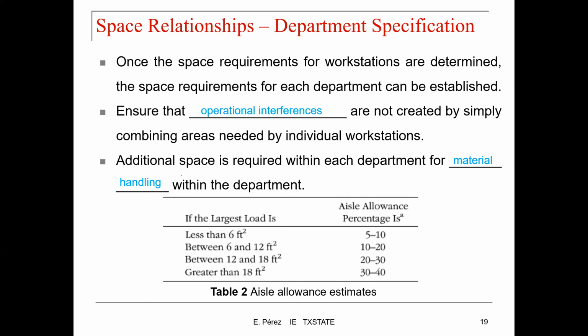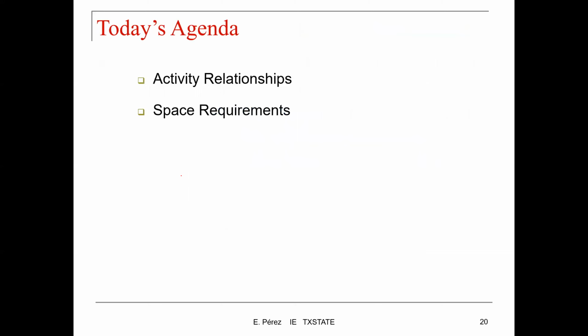So here in table 2, we have some aisle allowance estimates based on the largest load. So if the largest load is less than 6 feet square, then the aisle allowance percentage is 5 to 10% of the total department area. And so on. As we increase that, then the aisle allowance should increase as well. Okay, so that concludes this lecture, part 2, and we discussed activity relationships and space requirements.